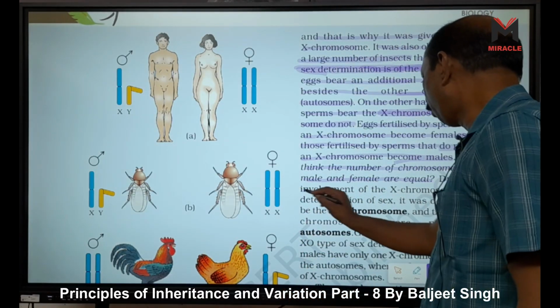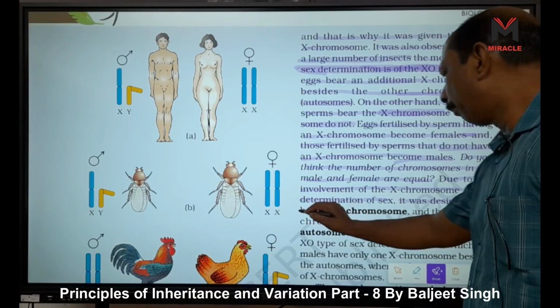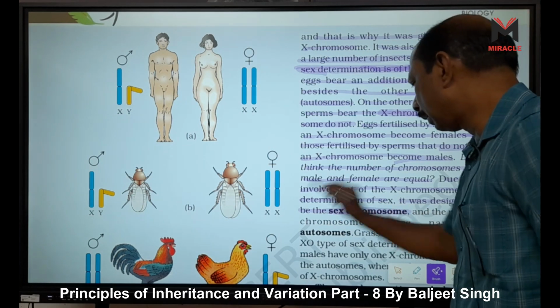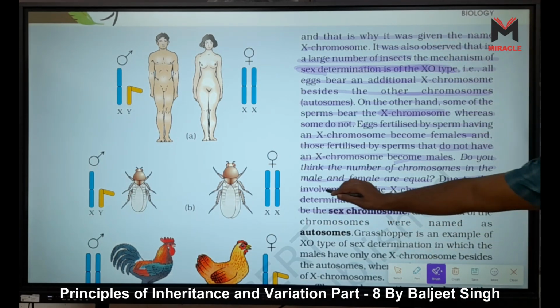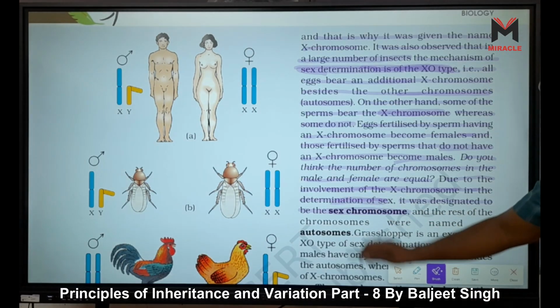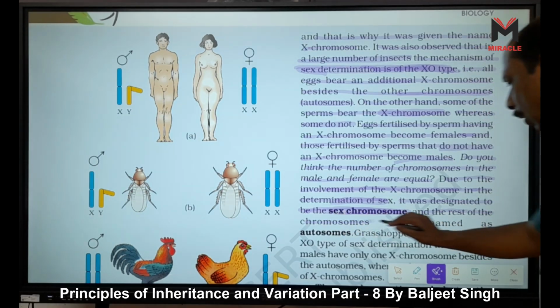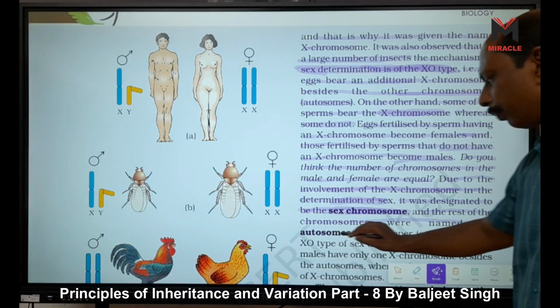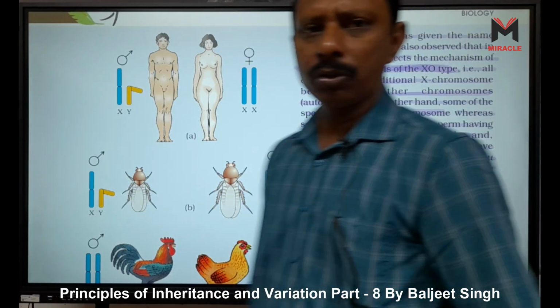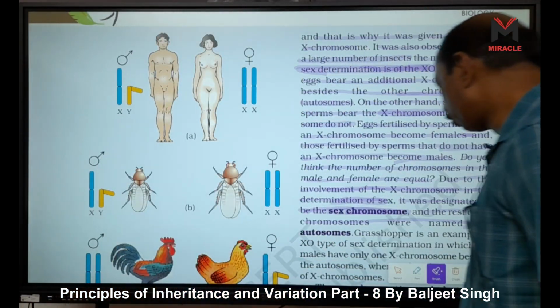Due to the involvement of the X chromosome in the determination of sex, it was designated the sex chromosome, right? That's why it is called a sex chromosome. Do you understand this? And the rest of the chromosomes were named autosomes. Another name for the sex chromosome is allosome. Allosome or sex chromosome, we can say, right? Autosomes are also called somatic chromosomes.